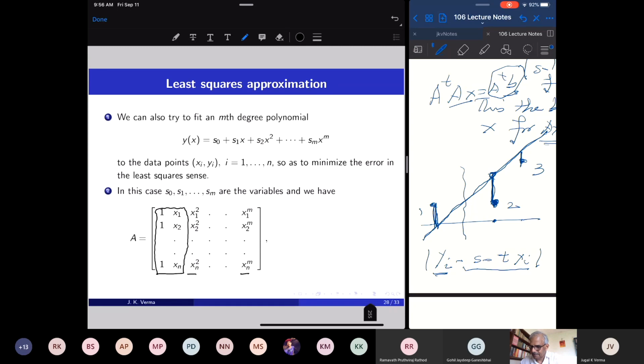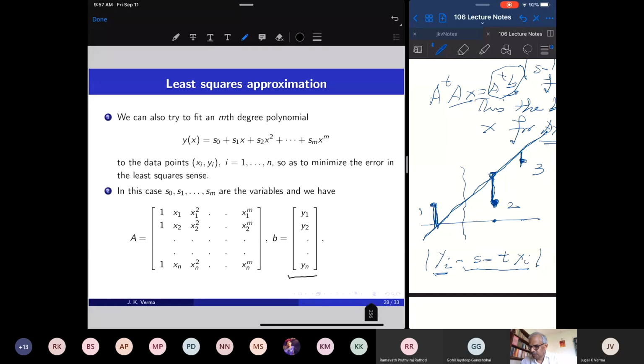So there are m plus 1 columns and there are n observations, n rows. So it is an n by m plus 1 matrix. m plus 1 denotes the number of unknown coefficients of that polynomial. n is the number of experiments, which is the number of rows. This is simply copied from the corresponding situation for straight line fitting. In the straight line fitting, our matrix was n by 2, but now it is n by m plus 1. And the B vector is the same.